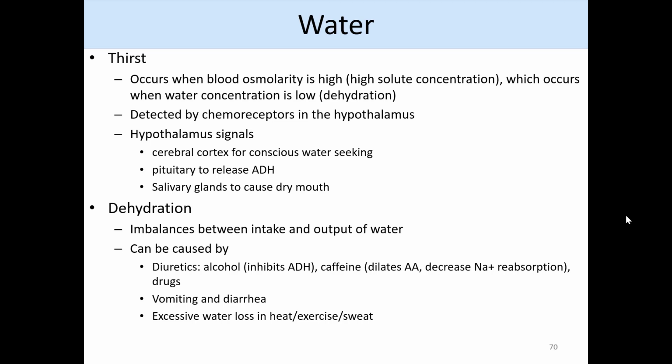Both of these things will increase the glomerular filtration rate and increase urine output. And certain drugs can also act as a diuretic. And then there's various other things that can result in excessive water loss, like when it's very hot out and we're producing a lot of sweat.